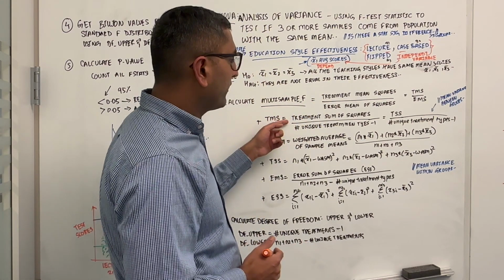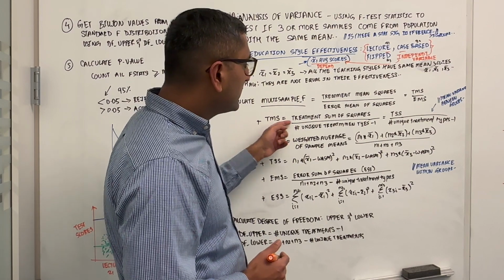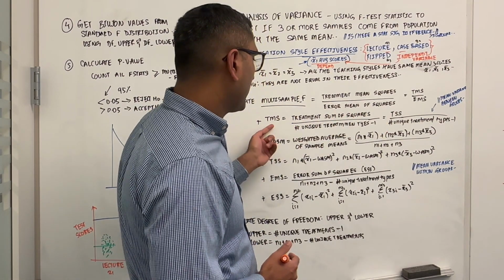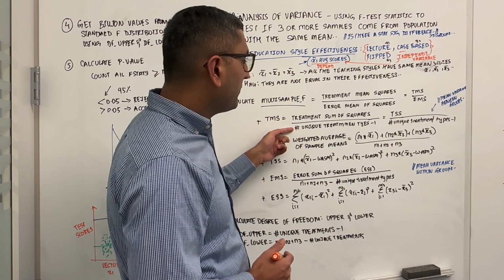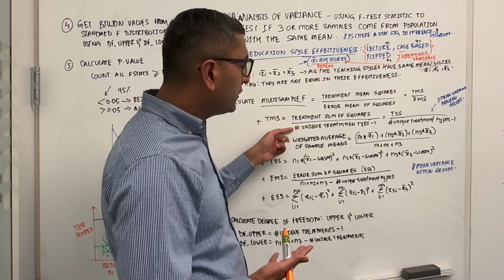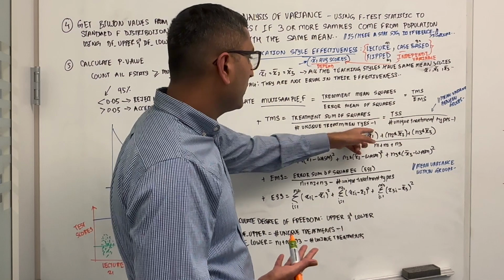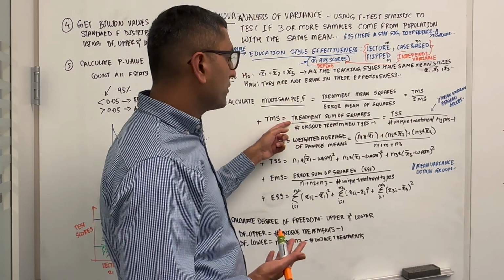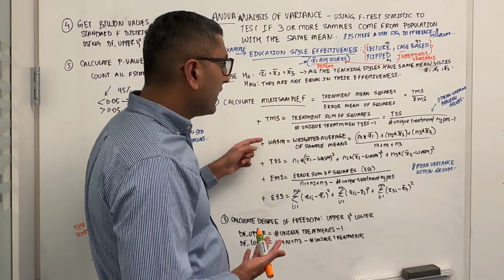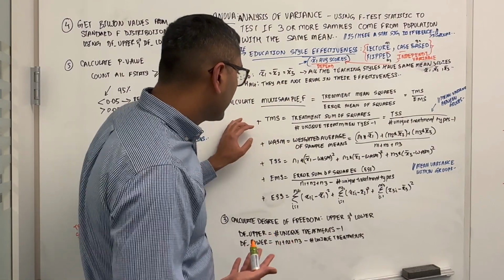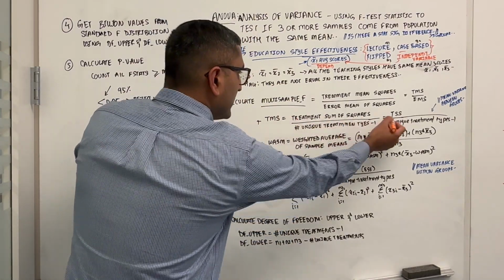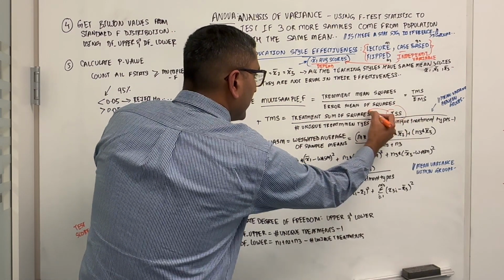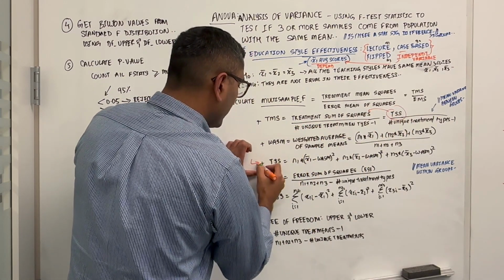So what is treatment mean square? Treatment mean square is TSS, the treatment sum of squares, divided by the number of unique treatments. In this case, we have 3 unique treatments, so it's 3 minus 1. So what is treatment sum of squares? We look at that here. Treatment sum of squares, TSS, which is the numerator, we find using this one.